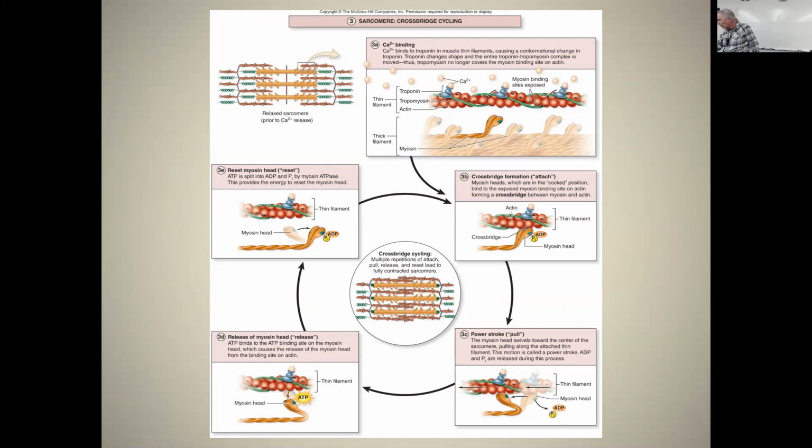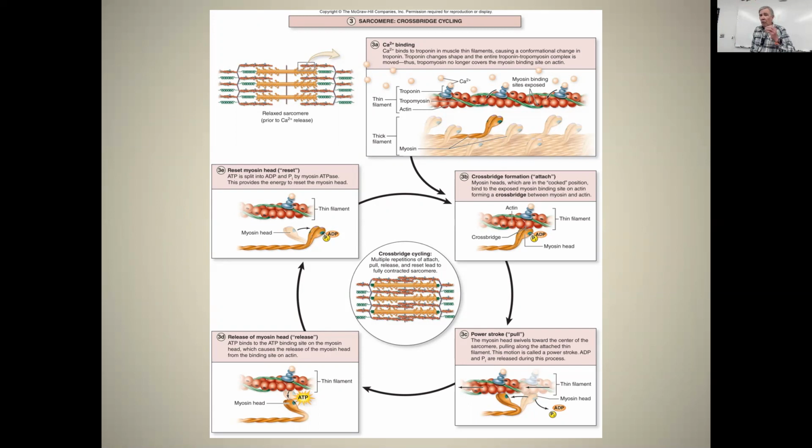Then ATP binds, causing release of the myosin head. ATP binds to the ATP binding site on the myosin head, which causes the release of the myosin head from the binding site on actin. Then the myosin head has to be reset. So then the ATP is split into ADP and Pi by myosin ATPase to provide the energy to reset the myosin head back up to 90 degrees. Now, again, once it does that, it's reaching across to another myosin binding site on actin farther down, immediately binds, goes to power stroke.